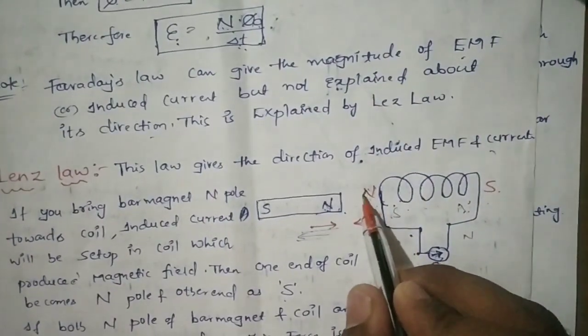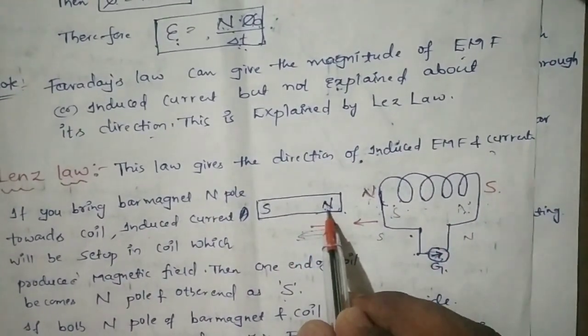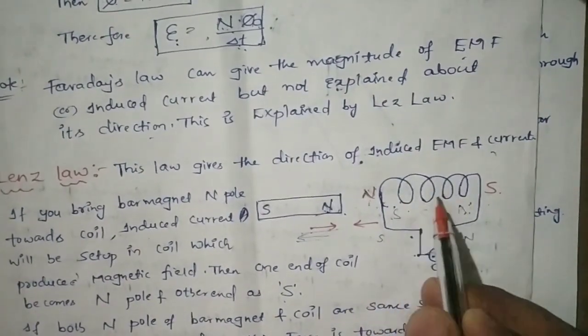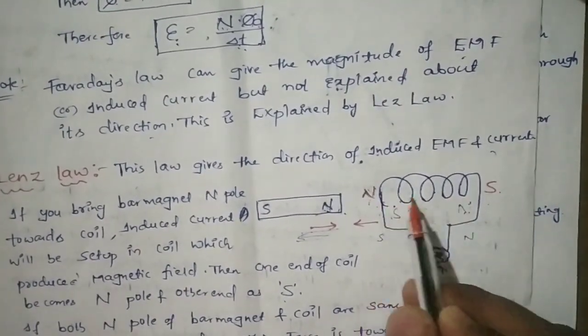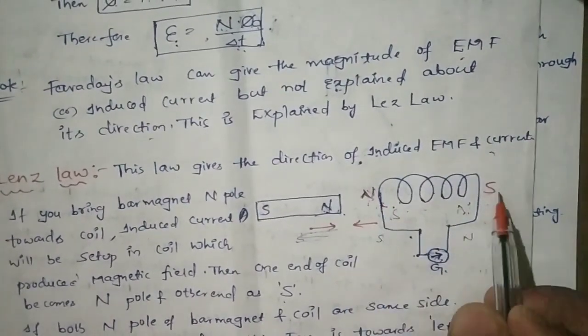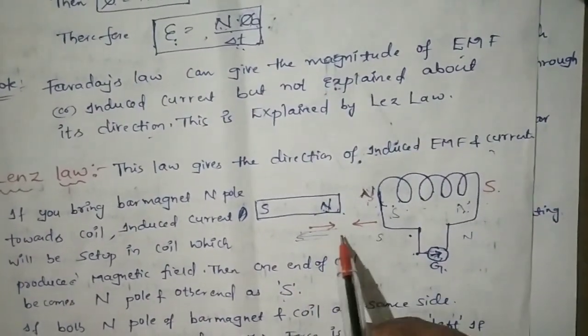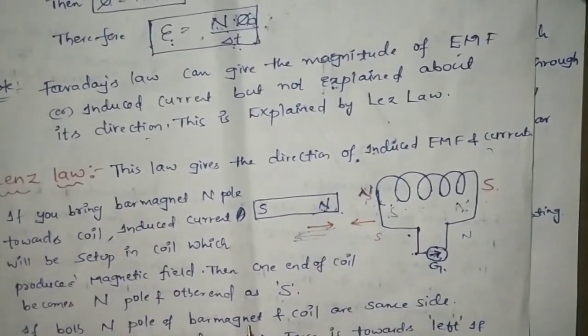Like that, this is behaving like a bar magnet with a north pole and a south pole. Now the north pole of the bar magnet and the magnetic field produced by the current will also behave like a magnet. Therefore it also has, for example, the north pole on this side and the south pole on this side. Now when you bring these two near to one another, what is going to happen? There is some repulsion force.